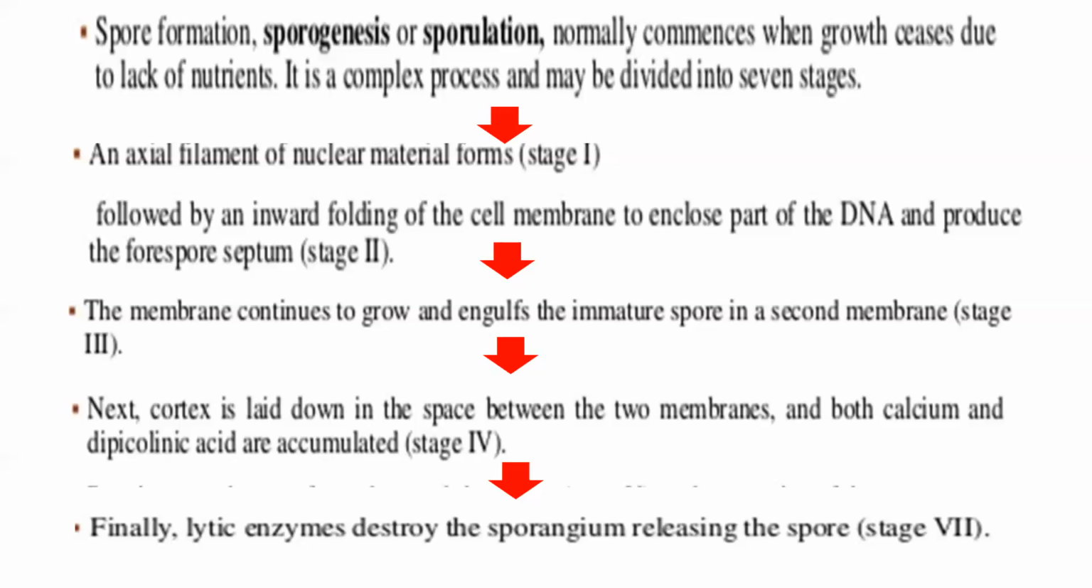Finally, lytic enzymes destroy the sporangium, releasing the spore. This is our spore stage 7. And in between 4 and 7, the two stages are for maturation.